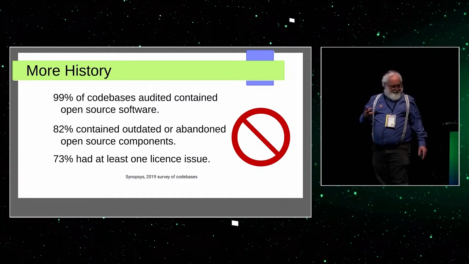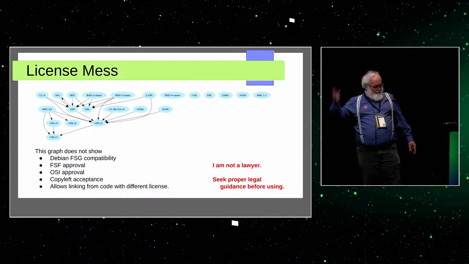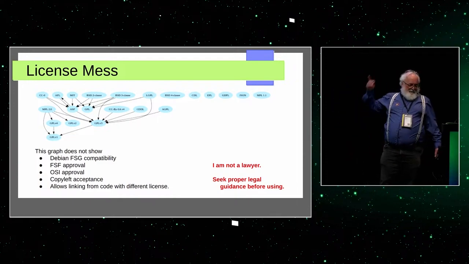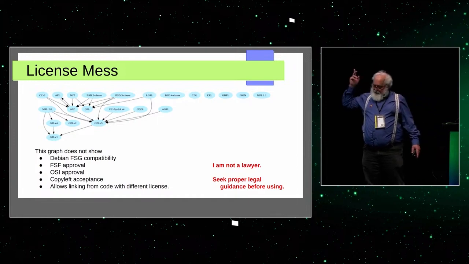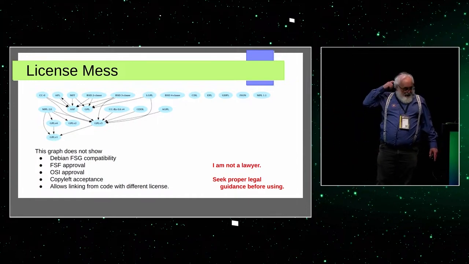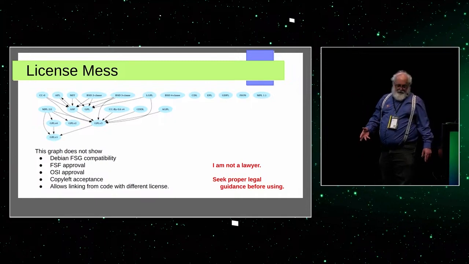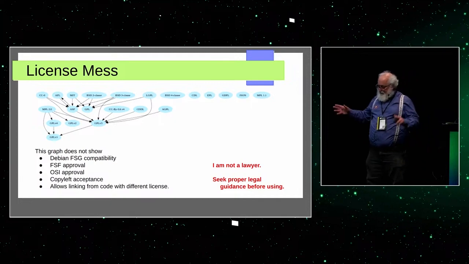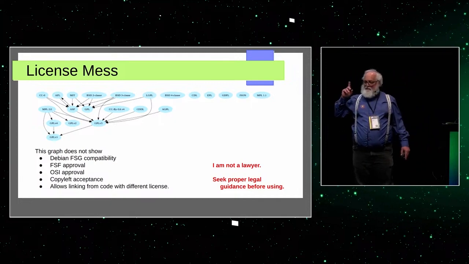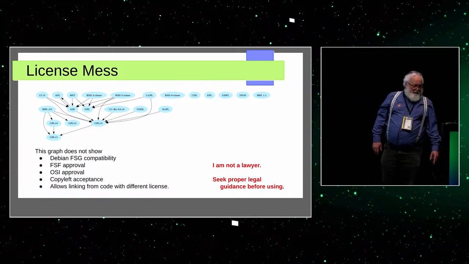Okay, so, to give you an idea, this graph, with all of its fuzziness, shows several popular licenses, and the arrows indicate which ones can be included in others or linked to from others. Now, I am not a legal professional, a lawyer, solicitor, any of those things, so seek proper guidance before you use this graph, and your mileage may vary.